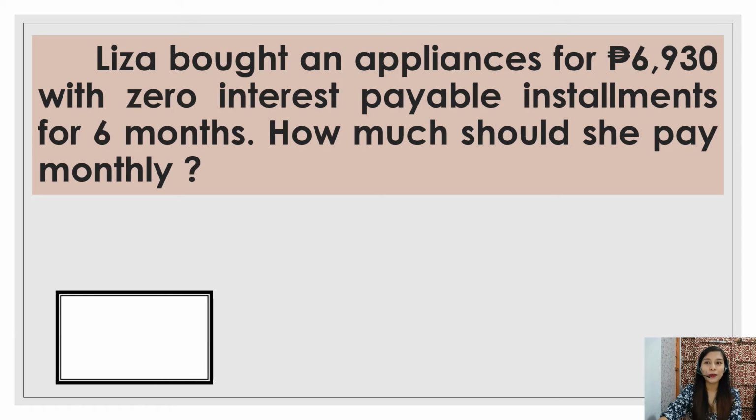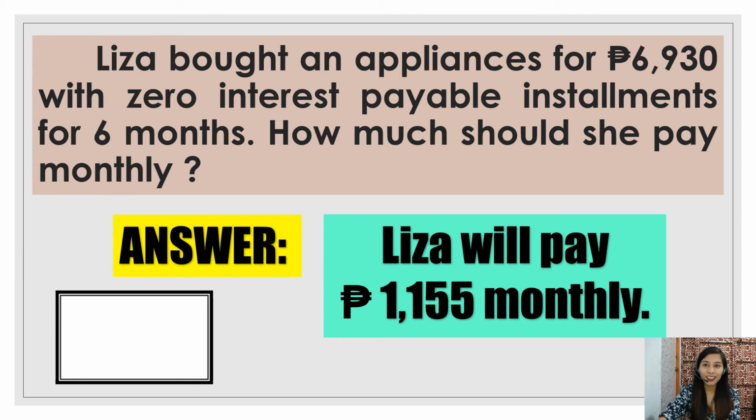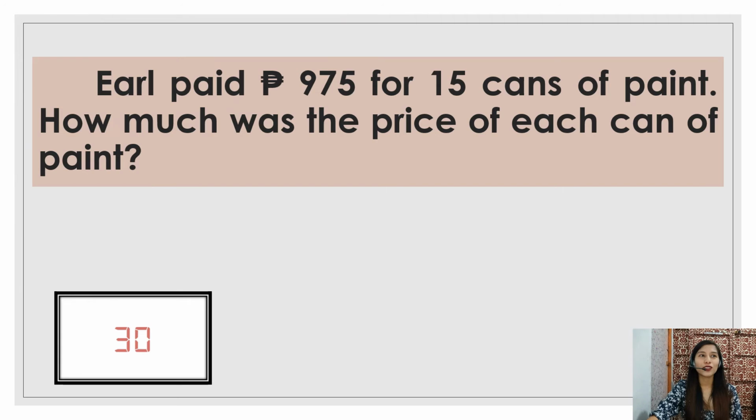Okay, time's up. So, pens up. The answer is Lisa will pay 1,155 monthly. So we divide 6,930 by 6, okay? So we come up with 1,155 pesos. Next, so Earl paid 975 pesos for 15 cans of paint. So how much was the price of each can of paint? So you have also 30 seconds to answer this one.